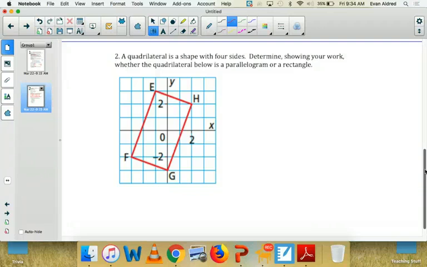The second one, this is where those definitions of shapes from earlier comes into play. A quadrilateral is a shape with 4 sides. Determine, showing your work, whether the quadrilateral below is a parallelogram or a rectangle. We talked before about the criteria to be either of those things.